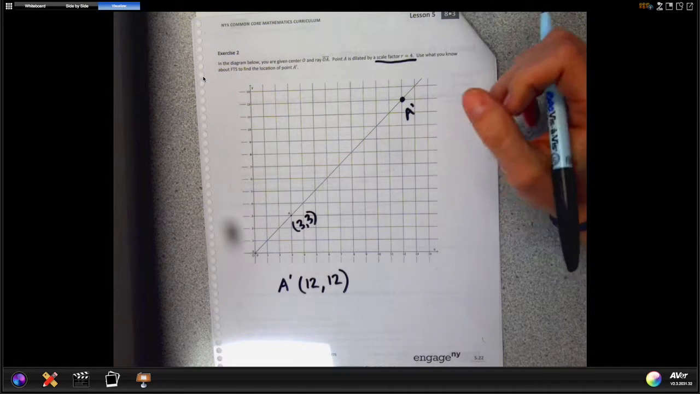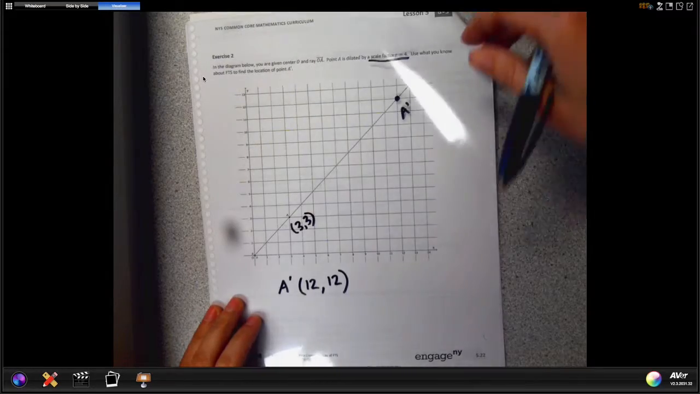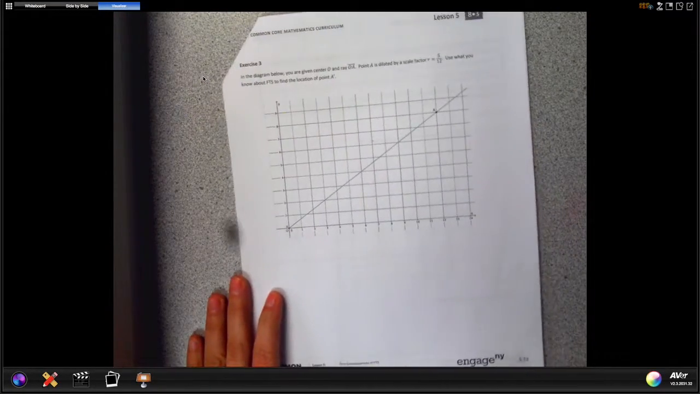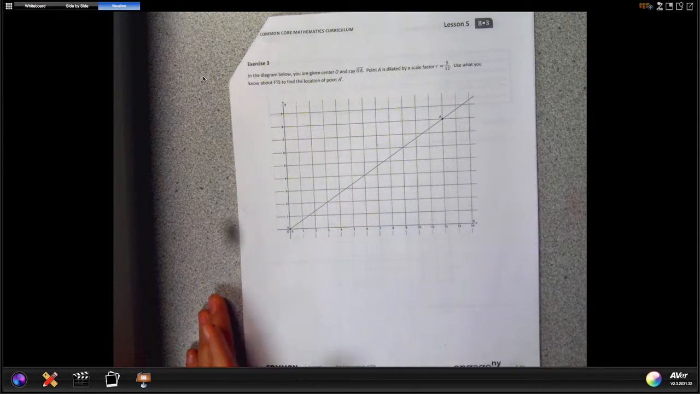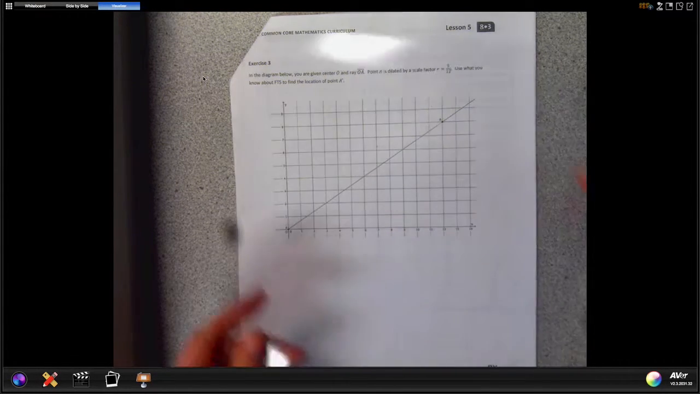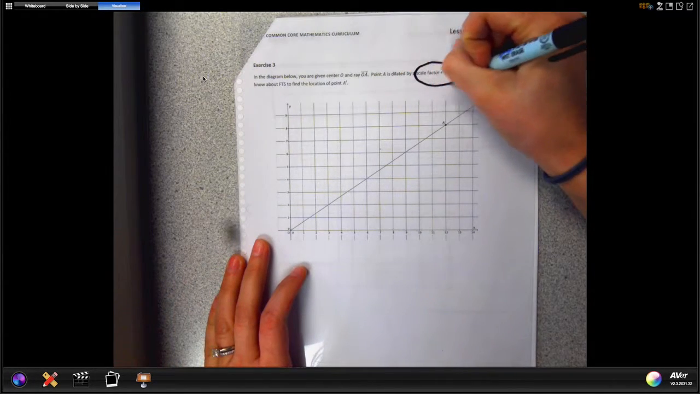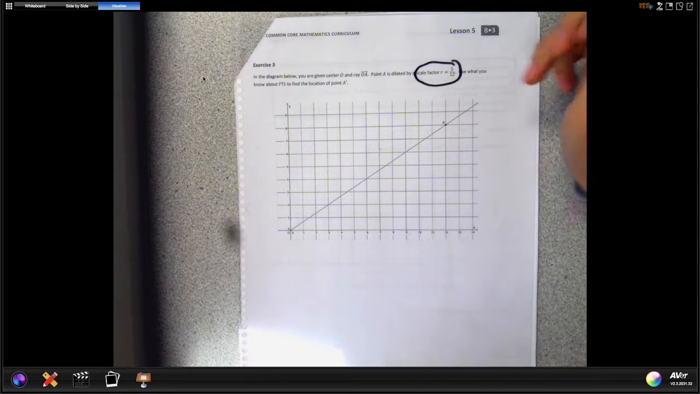Now, where we're starting something a little bit new, where we're going to extend our knowledge today, is the next page. And what's new about this next page, page 23, if you read it, in the diagram below, you are given center O and ray OA. Point A is dilated by a scale factor r equals 5/12. And so that's where our new thing is. We have not actually been dilating by a fraction. So that's going to be a new situation.